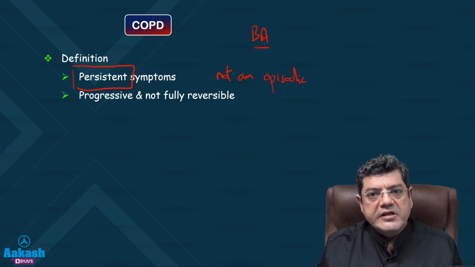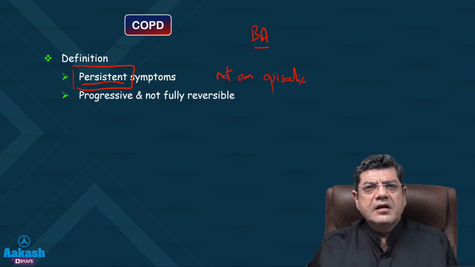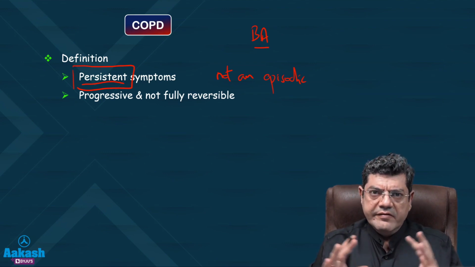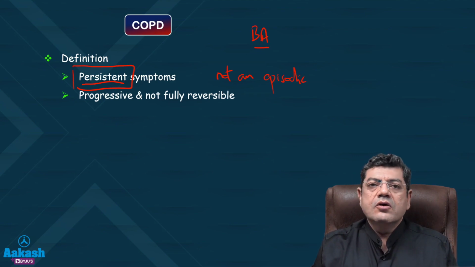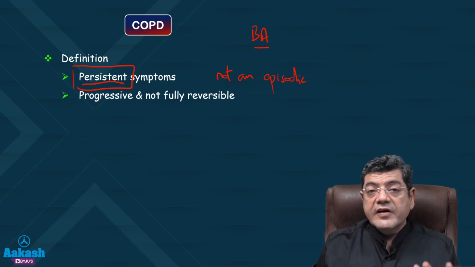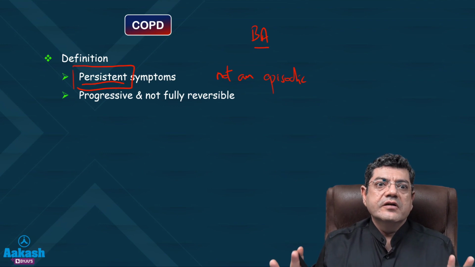Asthma is an episodic disease. COPD patients have persistent symptoms. In easy everyday language, they are never symptom free. They will have cough and sputum production and breathlessness almost every day, right? There will be periods when they'll get an infection and then they'll be worse off, their blood gas will be poorer than earlier, but no symptom free intervals.